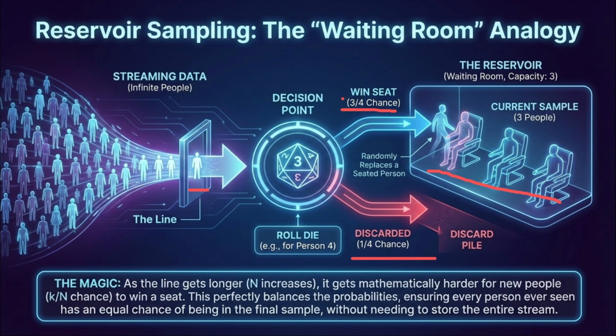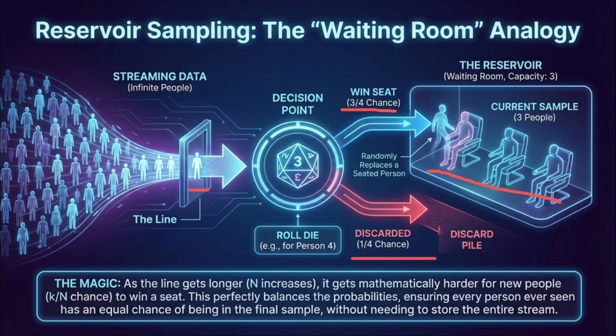The 3/4 chance is because there were 3 seats and 4 persons entered through the door. If this random number generates 1, 2, or 3, then they'll get a seat, and whichever number it gets, that person will vacate the seat. If the random number generates 4, then they don't get a seat. Similarly, as the line gets longer, it gets mathematically harder for new people to win a seat. This perfectly balances the probabilities, ensuring every person ever seen has an equal chance of being in the final sample without needing to store the entire stream.